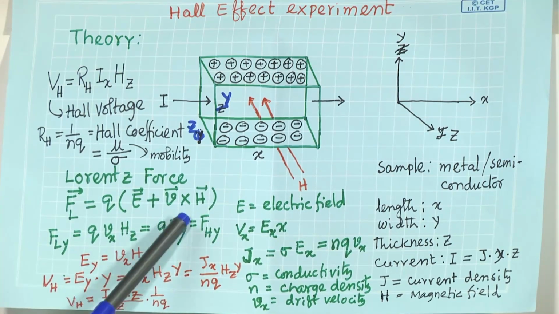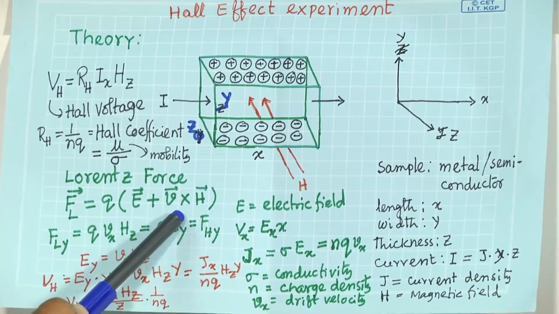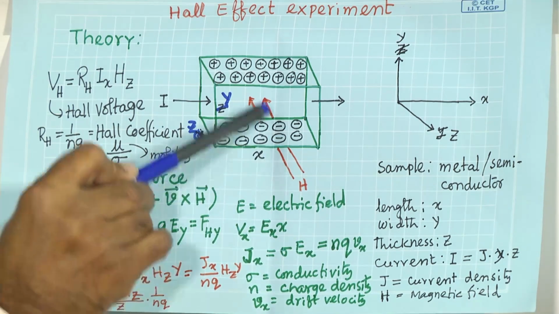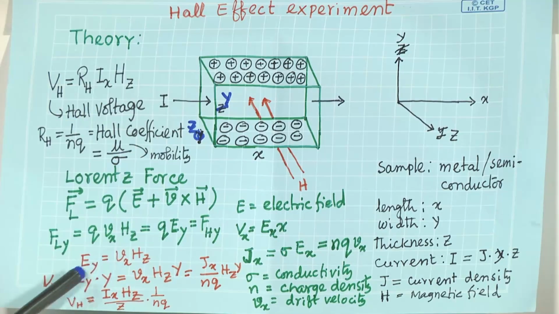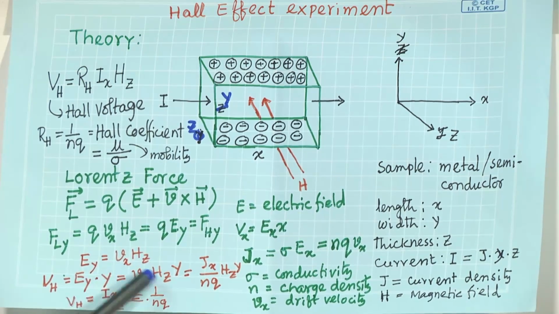When FLy is equal to FHy, at that time it will reach equilibrium, and from this equation you can find the Hall electric field Ey equal to Vx Hz. Now VH is basically the Hall voltage, again the electric field Ey into this length, that is Y. So the Hall voltage equals Ey, which equals Vx Hz into this Y.